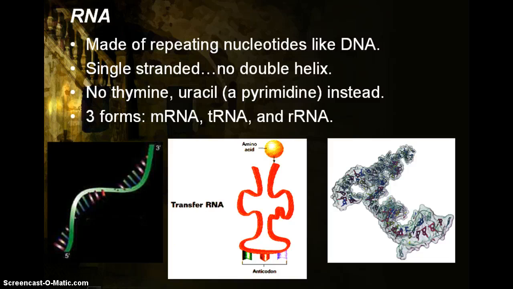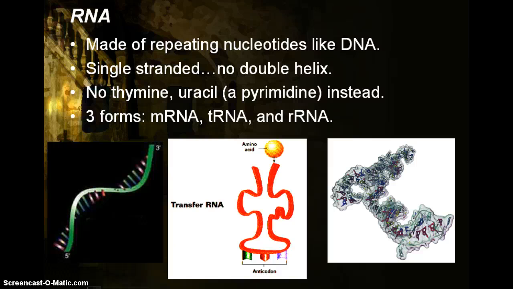Here's what RNA is. RNA is a nucleic acid, just like DNA, so it's made of repeating nucleotides. RNA is usually a single strand. It's not normally double-stranded, though it does exist sometimes. There's no thymine in RNA. It's replaced with a pyrimidine base called uracil. So you'll see U pairing with A. Also, there's the matter of the sugar that it has. It's got ribose instead of deoxyribose. That's why it's called ribonucleic acid.